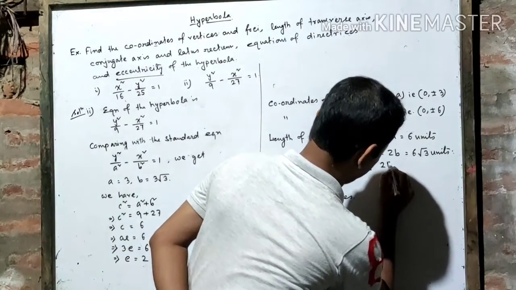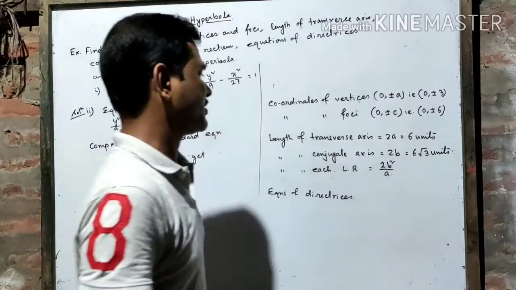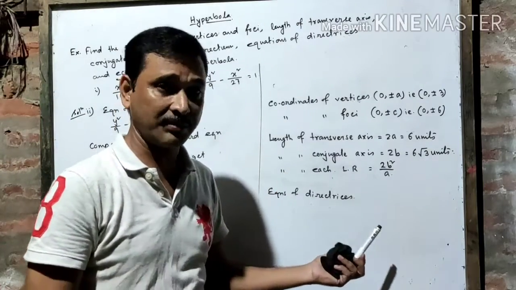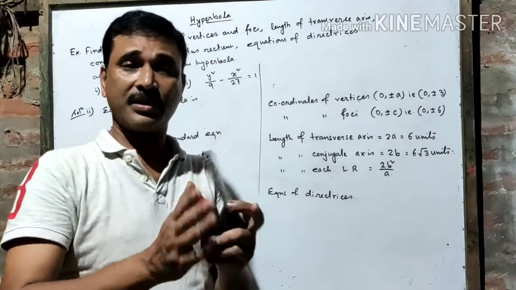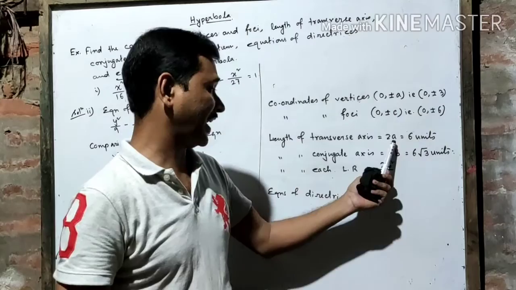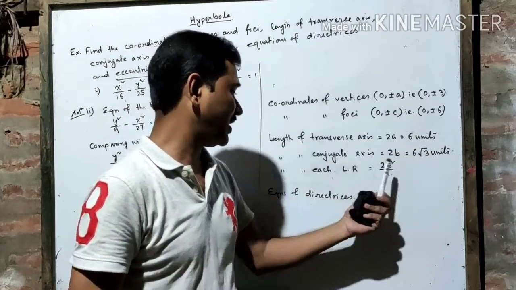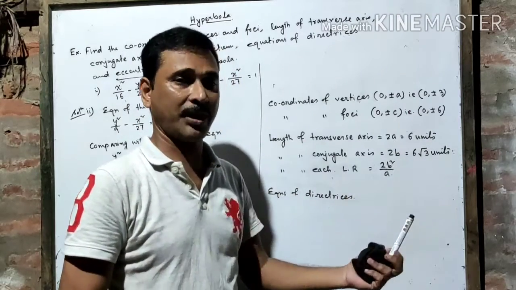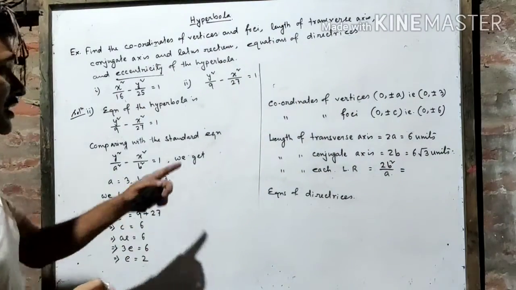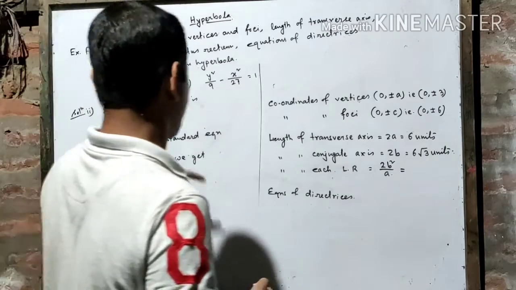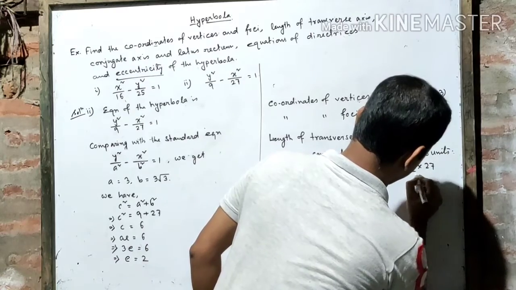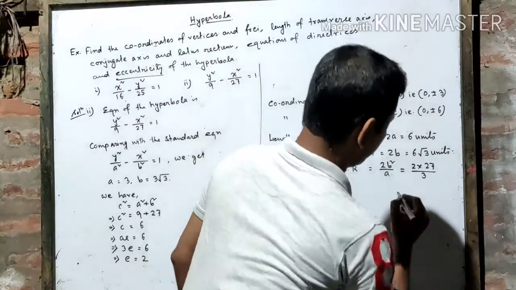Then length of latus rectum. Length of latus rectum is 2b square by a. Sometimes these lengths may be asked in terms of semi-transverse axis, semi-conjugate axis, semi-latus rectum, and in that case, these lengths will be half. Okay. So length of semi-transverse axis is a. Length of semi-conjugate axis is b. Length of semi-latus rectum is b square by a. Okay. Here we are asked length of latus rectum. Length of latus rectum is 2b square by a. What is b square? b square is 27. So this will be 2 into 27 divided by a, which is 3. So this is equal to 18 units.